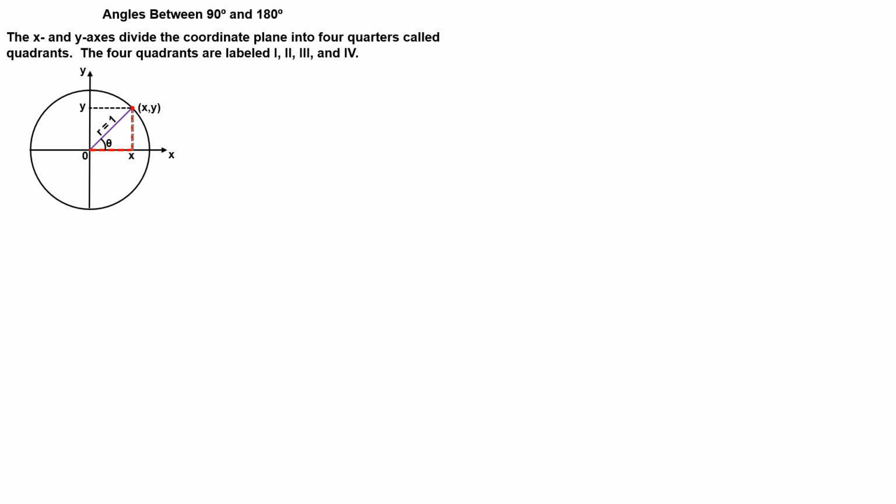Look at the angle theta, and we will find the sine of theta. The sine of theta is y over radius. But the radius is 1. So sine of theta is simply the y coordinate. We will do the same with the cosine of theta. Cosine of theta is x over radius. Cosine of theta is simply the x coordinate.